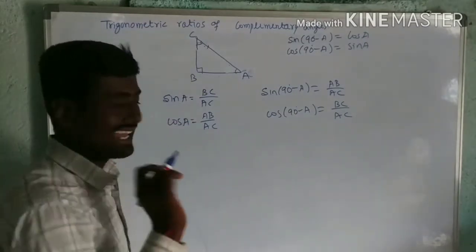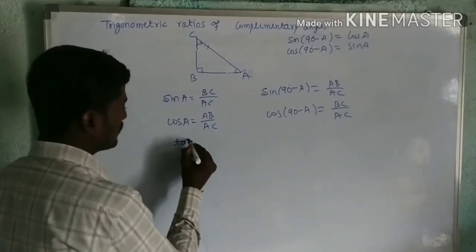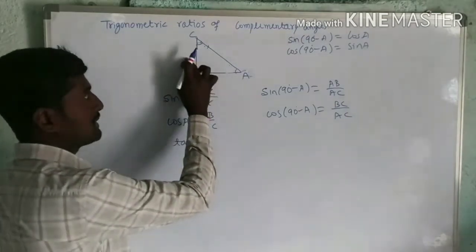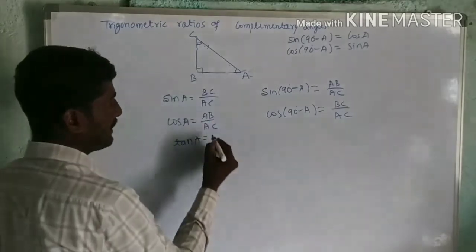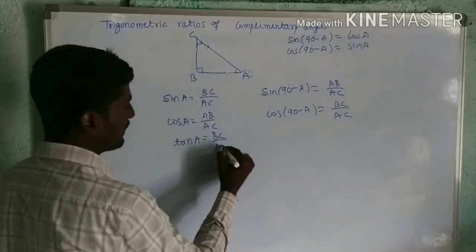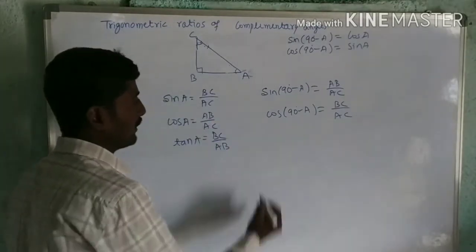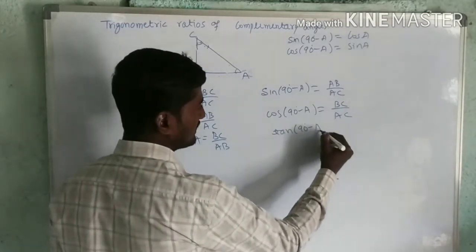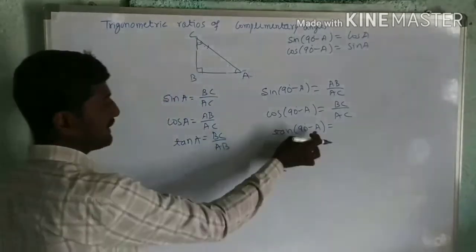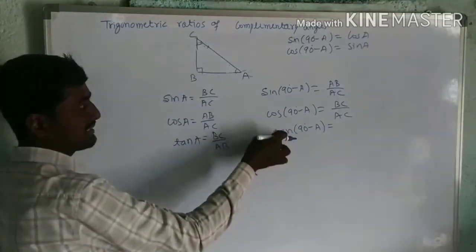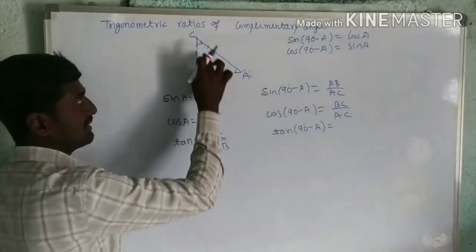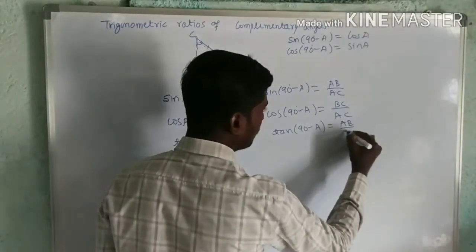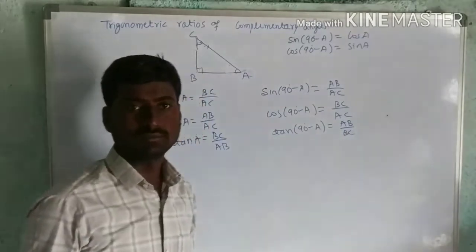Then I'll go for tan. Tan A is equal to, for the angle A, tan means opposite by adjacent. That is BC by AB. Now for the angle 90 minus A, tan of 90 degrees minus A is equal to, 90 minus A means angle C, tan is nothing but opposite by adjacent. That is AB divided by BC. Tan is over.